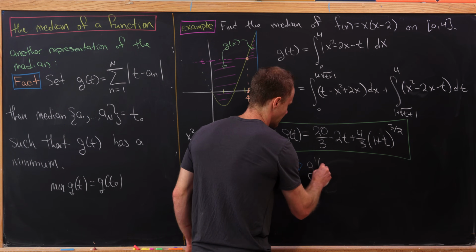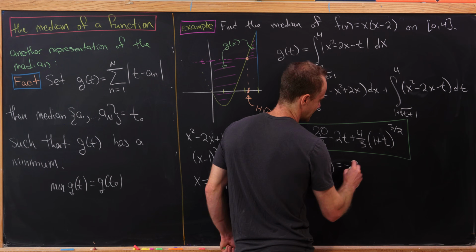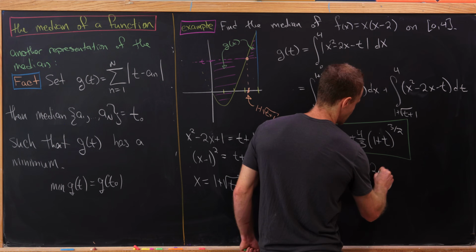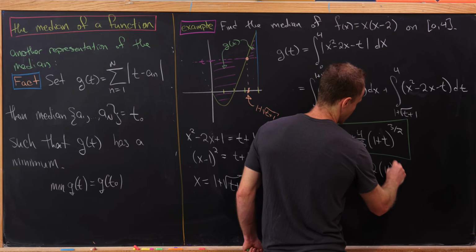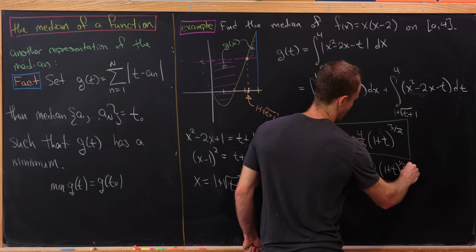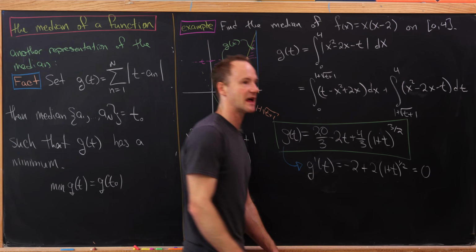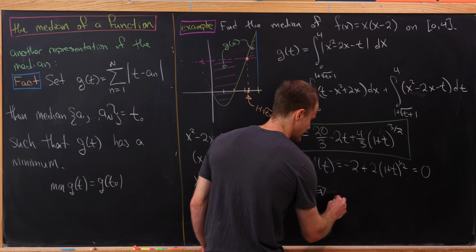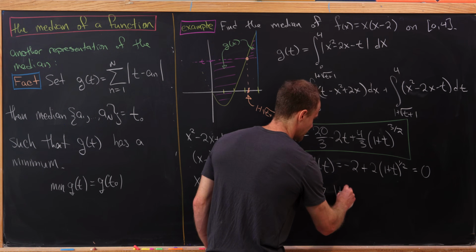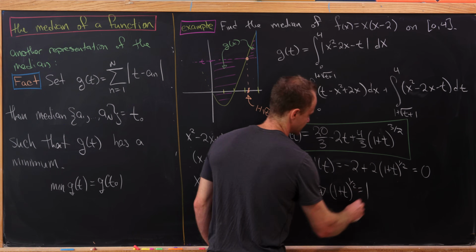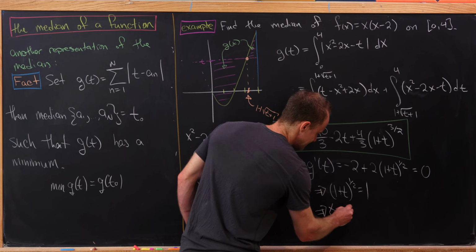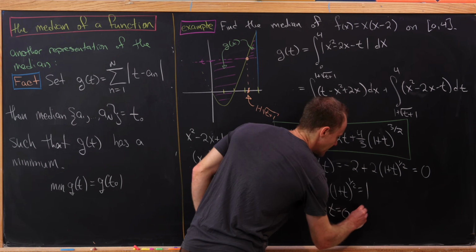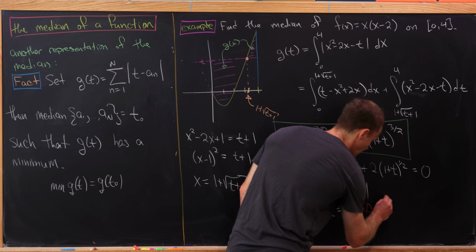Okay, so taking the derivative of this will give us minus 2 plus, let's see, that'll be 2 times 1 plus t to the 1/2. Like I said, we need to set that equal to 0. And then let's get to solving for t. So moving some things around, I think it's pretty clear that we get 1 plus t to the 1/2 equals 1, which carries down to t equals 0. And so there we have it. This will be the median value of our function.